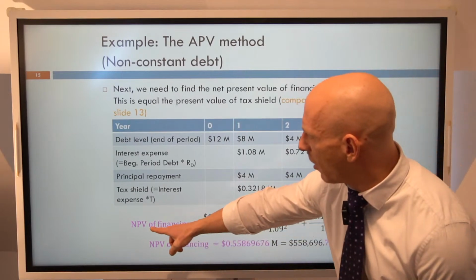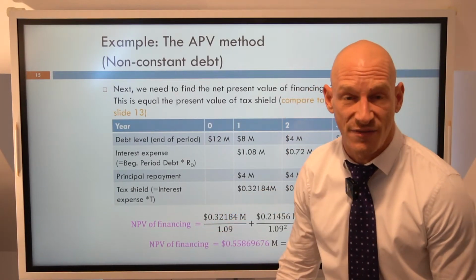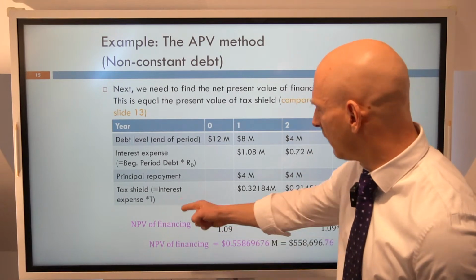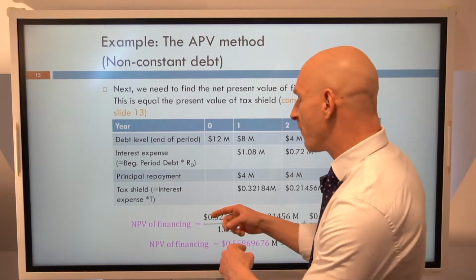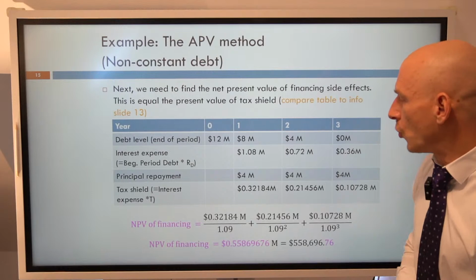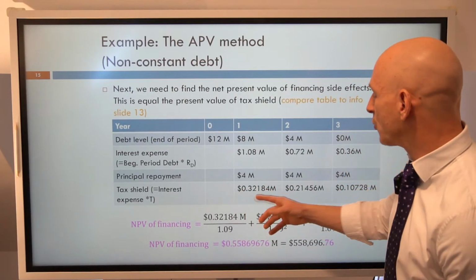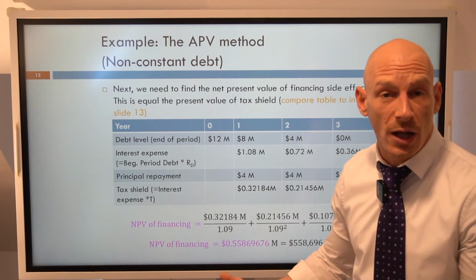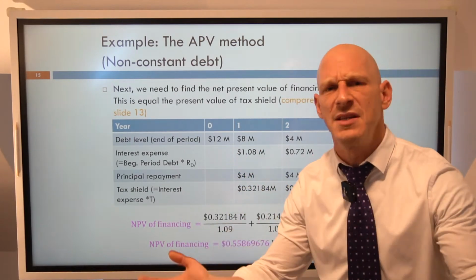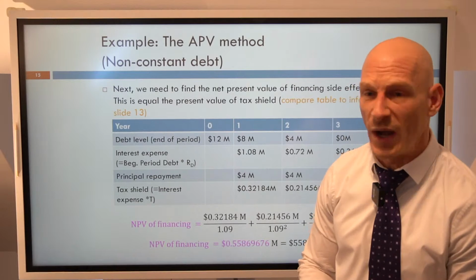And as you see, we are now calculating the second net present value. We have done the base case, and this is now a net present value only of the financing side effects. Well, in this case, there are not that many. We only have the tax shield to consider. In the real world, it could be much more. There could be subsidies, whatever, that we could include here as well.